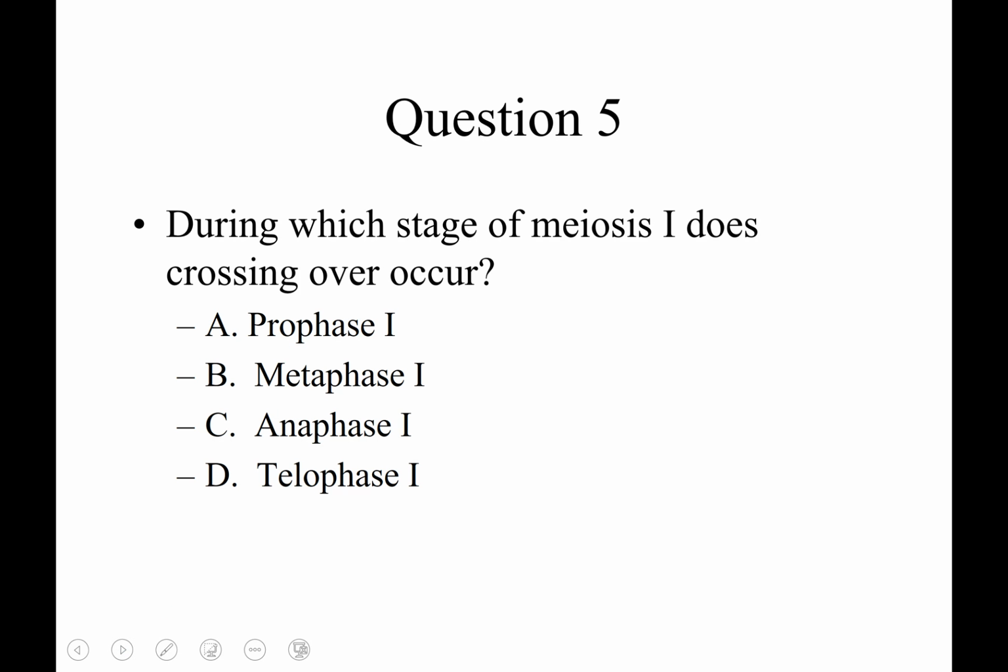Here's question 5. Crossing over occurs in the very first stage of meiosis. That's prophase 1. And remember that crossing over is when homologous chromosomes actually exchange genetic sequences and they essentially recombine the genetic material, an important source of genetic variation.